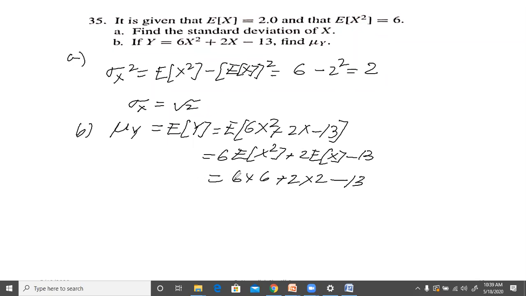So 6 into 6 is 36, and 2 into 2 is 4, so 36 plus 4 is 30... 30 minus 13 is 17. Okay, so thus you can find the value. Similarly, you can find the E of y square also, and then sigma y square also. That is not asked here, but that can be considered as an exercise also, where you can try to find E of y square and sigma y square.